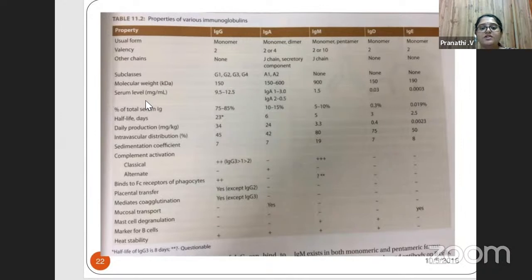And in percentage, the highest is immunoglobulin G, and then A, and later it will be IgM, D, and E. As for half-life, whenever there is immunoglobulin production, you can see that IgG stays inside the serum for nearly 23 days. It is a debatable question, but it is going to stay the longest, whereas IgE is going to have the least half-life.